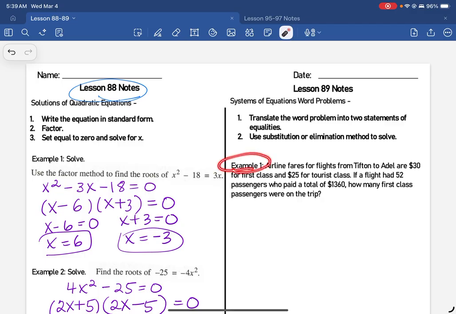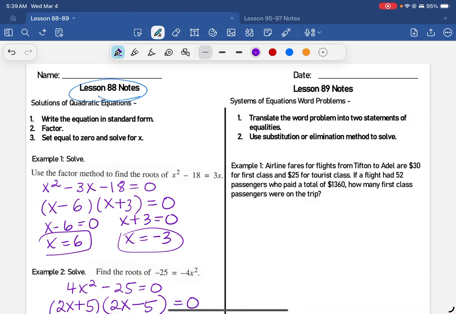All right, example 1 says, airline fares for flights from Tifton to Adele are $30 for first class and $25 for tourist class. If a flight had 52 passengers who paid a total of $13.60, how many first class passengers were on the trip? All right, there's a lot of information going on here, but we can tell from the pattern that they're trying to give us information on two categories, two variables, right?